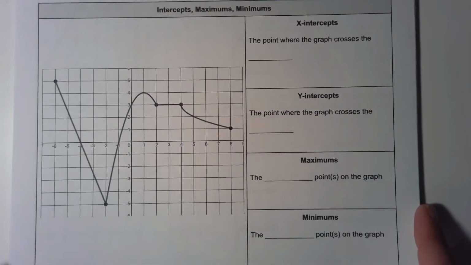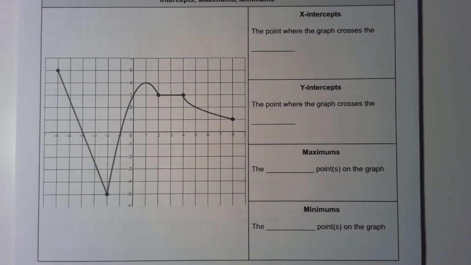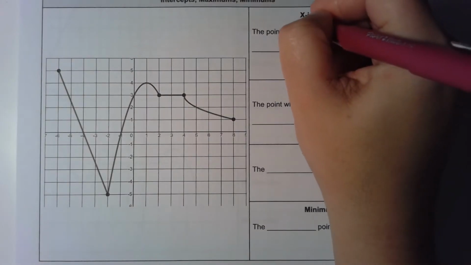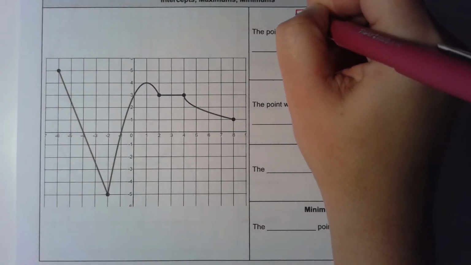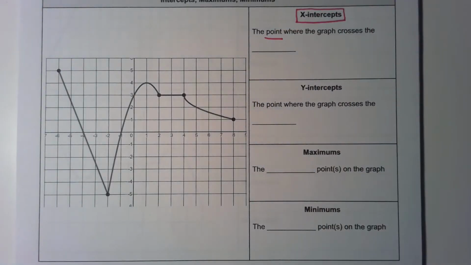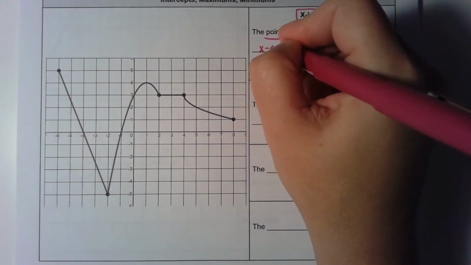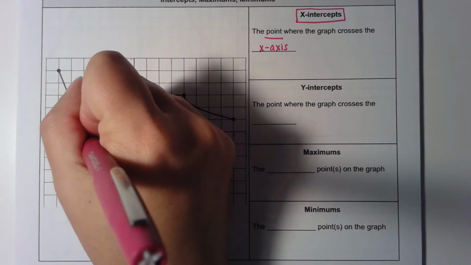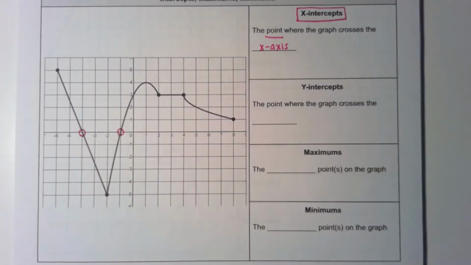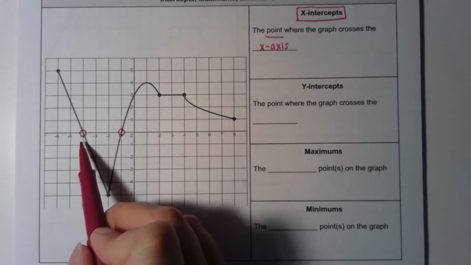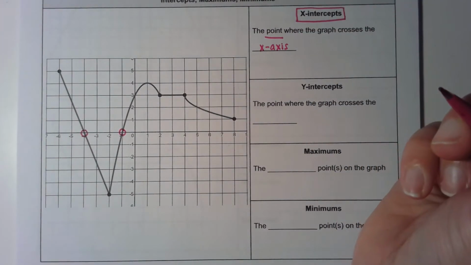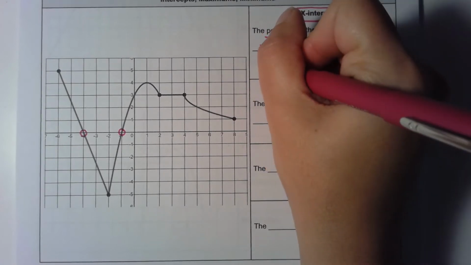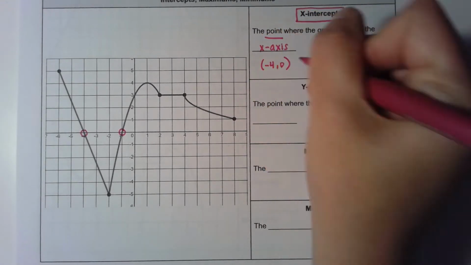Now, when we're looking at these graphs, there are going to be 4 specific points or locations on a graph that we need to identify. The first specific point that we need to be able to identify are what are called the x-intercepts. These are going to be the point or points where a graph crosses the x-axis. So let's use this graph as an example. I can see that there are 2 places where this graph crosses the x-axis. The first place is right here when x is -4 and the y value is 0. So the ordered pair would be (-4, 0).